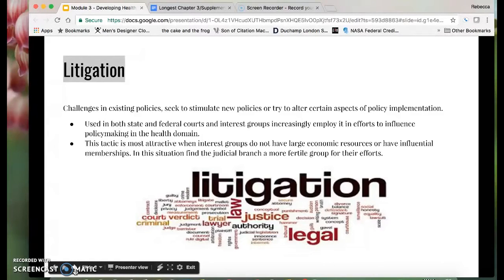So you get hit with court cases and things of that nature to also boost or change a certain view. This actually is an attractive tactic for groups that don't have large economic resources or influential members, but it can also be used for the judicial branch and be more futile in their efforts as well. So that's what litigation is.